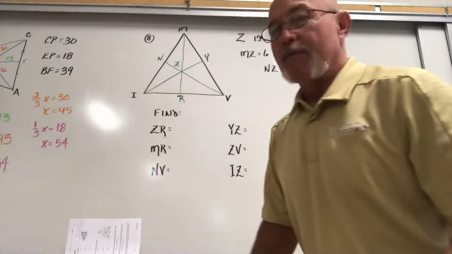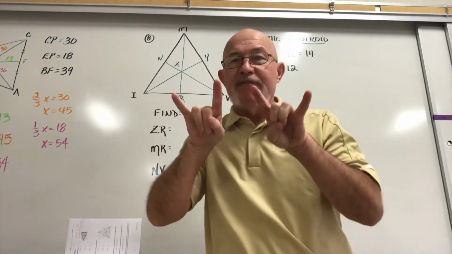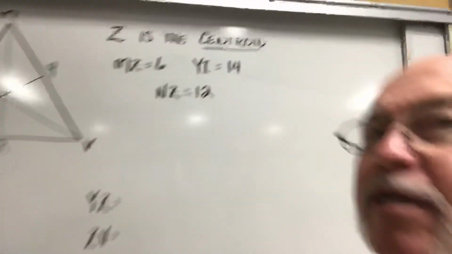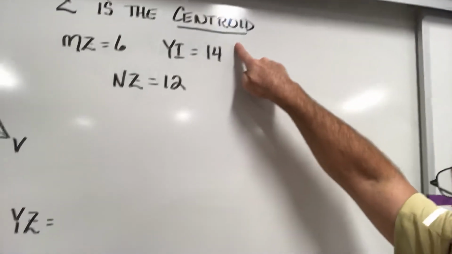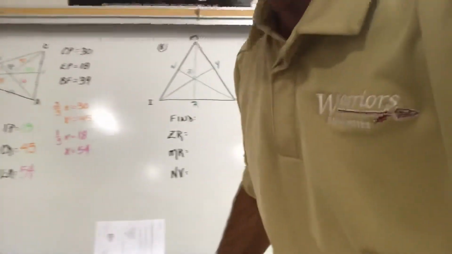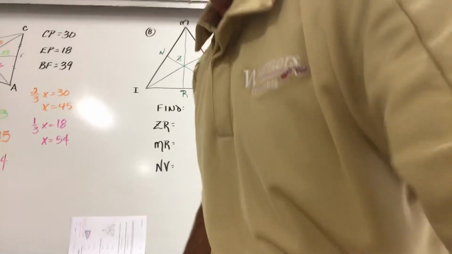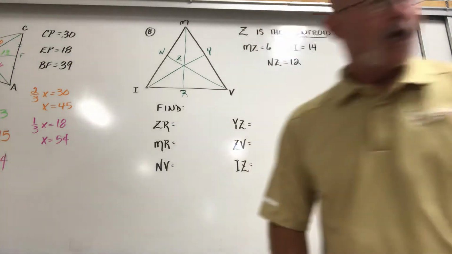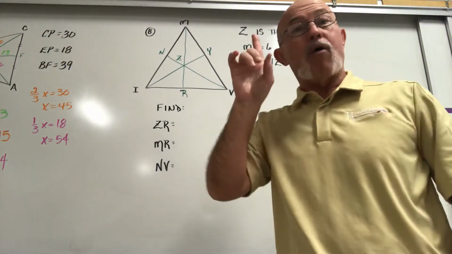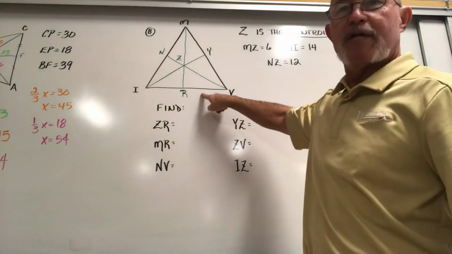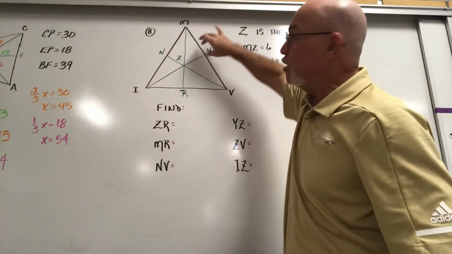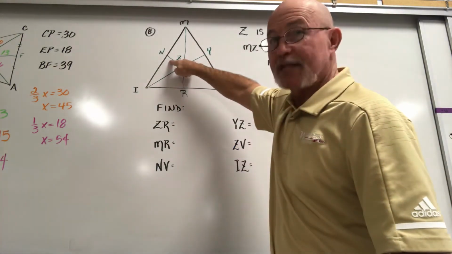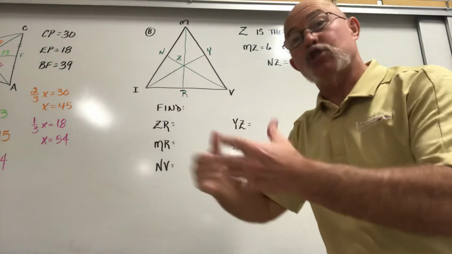Now, in that particular problem, you were given the segments were equal with the little marks. Here, there's the word right there: centroid. The centroid is the intersection of the three medians in a triangle. So once you see that word, you know you have medians. That means those two are equal to each other, these segments are equal to each other, these are equal to each other. This is 2/3, that's 1/3, 2/3, 1/3, and so on.